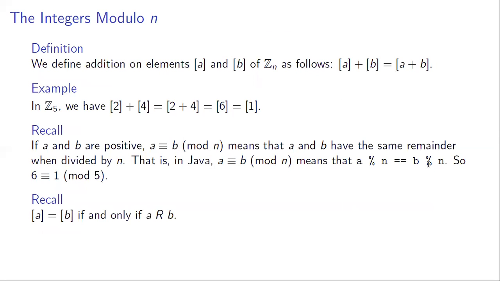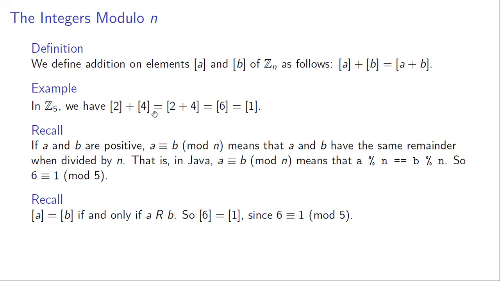Now, also recall that we had a theorem earlier that the equivalence class of A is equal to the equivalence class of B if and only if A is related to B. Therefore, the equivalence class of 6 is equal to the equivalence class of 1, since we know that 6 is congruent to 1 mod 5. So based on this theorem, since A is related to B, since 6 is congruent to 1 mod 5, therefore, the equivalence class of 6 is equal to the equivalence class of 1.